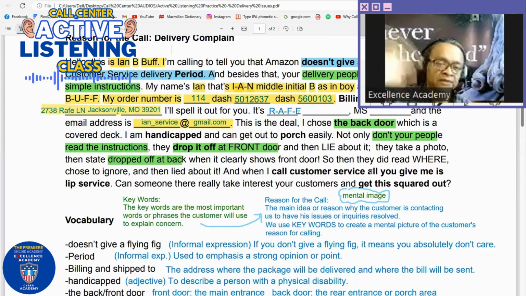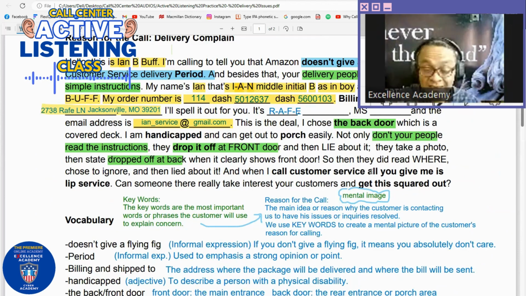I don't give a flying fig about the president. I don't give a flying fig about people in the street. I mean, it's none of my business. I don't care. That's what it means. Doesn't give a flying fig. So he's saying Amazon doesn't care about customers.